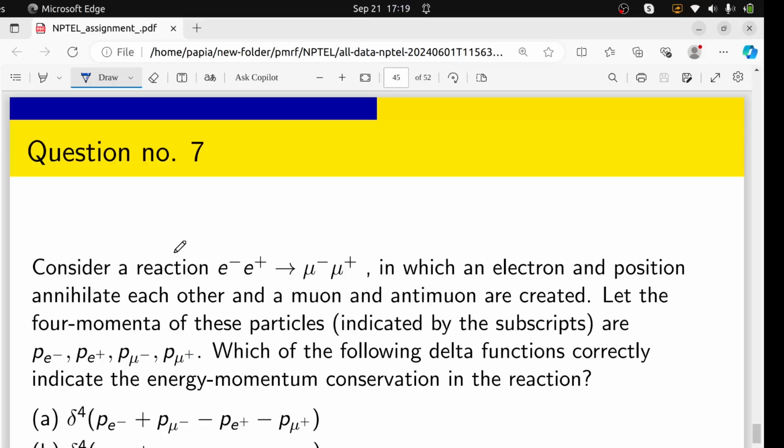Consider a reaction e minus e plus going to mu minus mu plus, in which an electron and positron annihilate each other, and a muon and antimuon are created. Here the four momenta of these particles, indicated by the subscripts, are P e minus, P e plus, P mu minus, P mu plus. Which of the following delta functions correctly indicate the energy momentum conservation in the reaction?